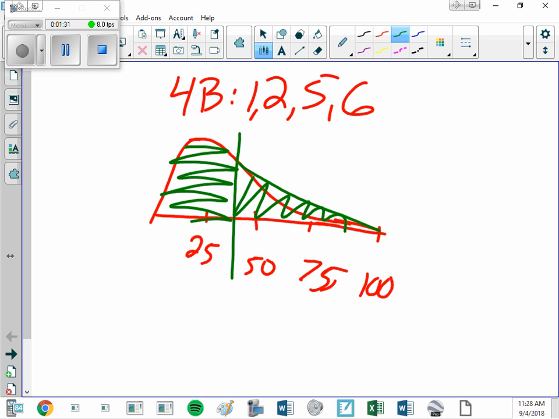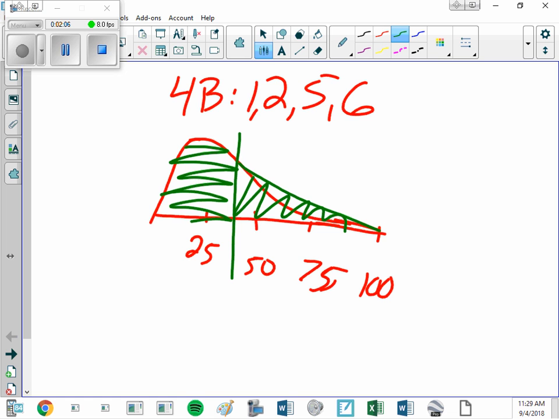And then number 2, for each histogram, is the median equal to the average, or is it left or right? So for A, how does the median compare to the mean? They're in exactly the same place. How come? Why is that? What is it about that graph that tells us that the median and the mean are going to be in the same place? It's symmetric. The right side and the left side look exactly the same.